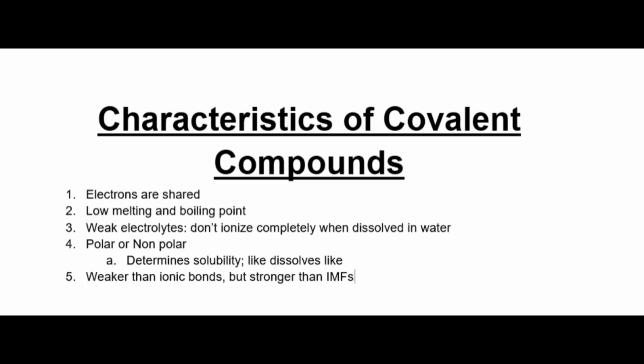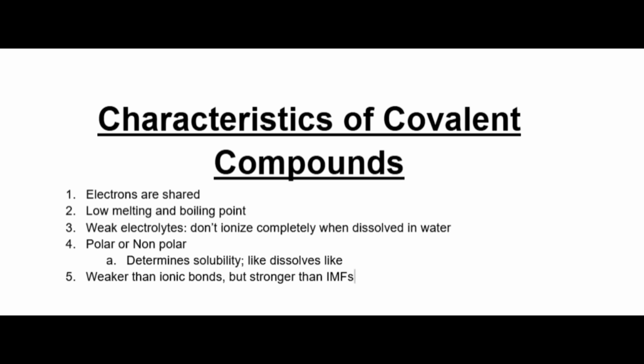So some characteristics of covalent compounds are that electrons are shared, because covalent compounds are made of covalent bonds. Covalent compounds have low melting and boiling points due to this, but are also weak electrolytes, which means that they don't ionize completely or don't ionize at all when they dissolve into water. That is attributed to the covalent compound having covalent bonds, which doesn't involve the electron transfer of one element to the other like we see in ionic bonding.